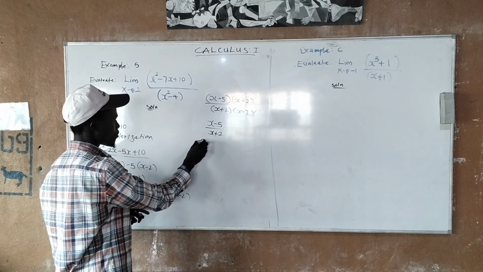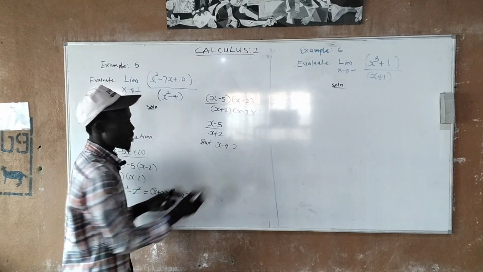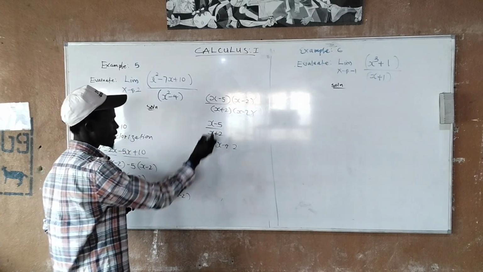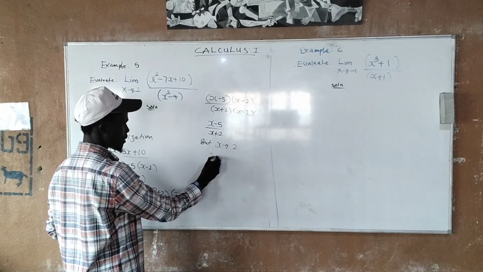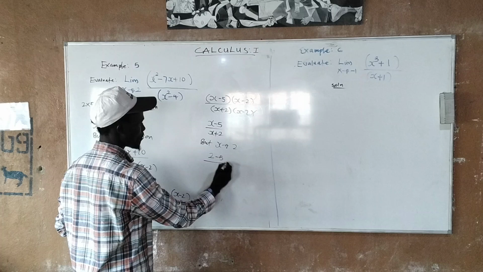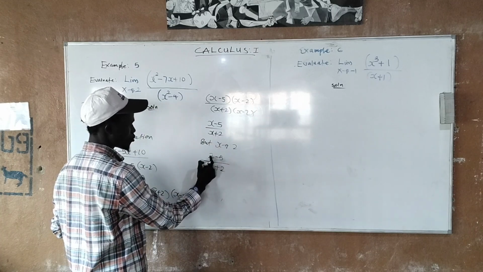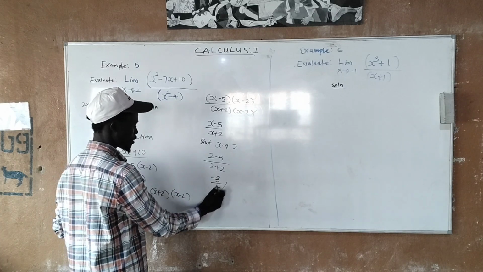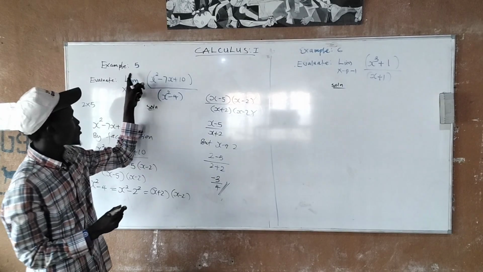Here, remember, we are given x tends to 2, meaning we have to substitute x into the function that we have now. We apply substitution: x is 2, so 2 minus 5, divided by 2 plus 2. 2 minus 5 is minus 3, divided by 4. So our answer becomes minus 3 over 4 for example 5.